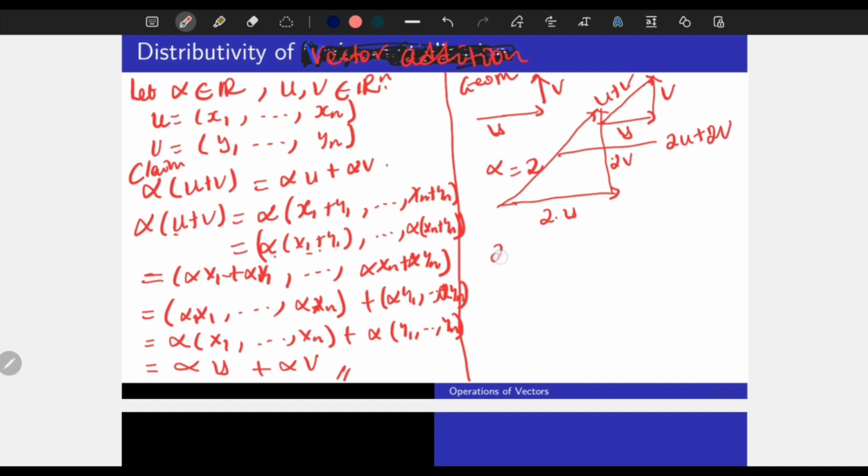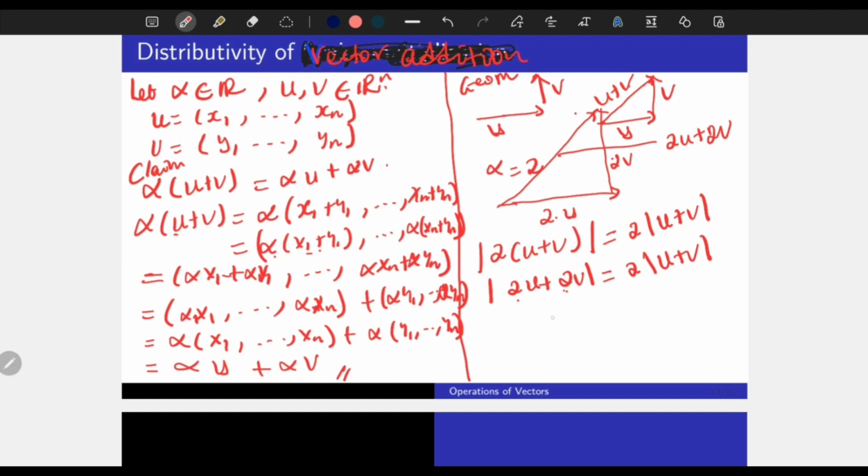So 2 times (u plus v): when you double the length of u plus v, you get this one here. If you want the magnitude, the magnitude of 2 times (u plus v) is the same as 2 times the magnitude of u plus v. Again, looking at 2 times u plus 2 times v, you can take the common factor 2, so you get 2 times (u plus v) again. And the direction is also similar.